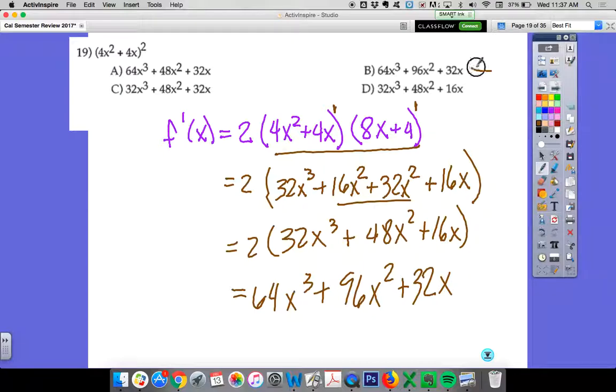Gotta be this one. Because these were wrong with the 32s and this one didn't have the right middle. So it's gotta be big. But it should have come out if you'd squared it first and then taken the derivative. You should get the same answer. Okay? B.